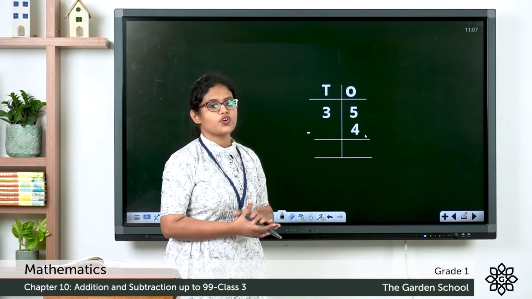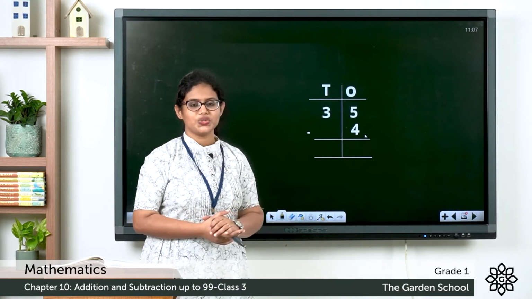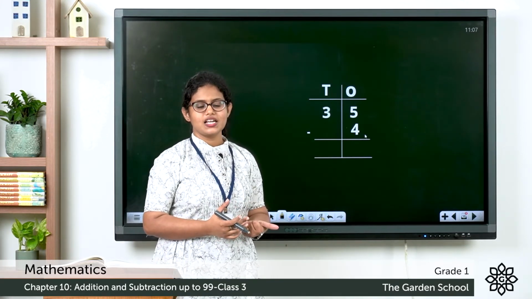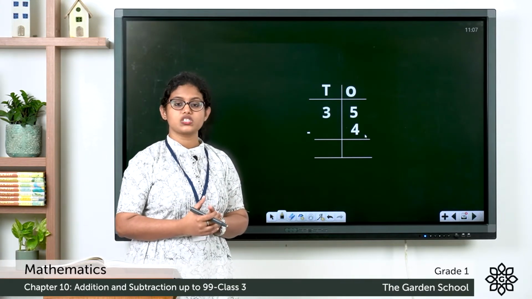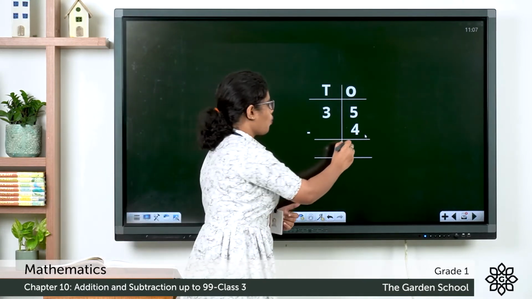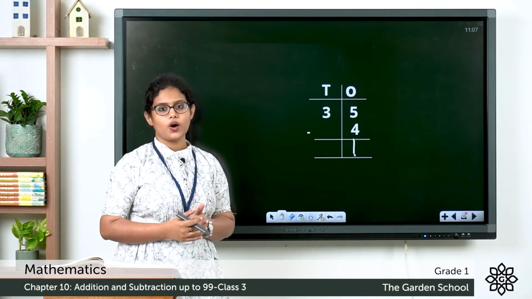So 35 minus 4. So first, what do you need to do? You need to see the ones place. 5 ones minus 4 ones. So what is 5 minus 4? 5 minus 4 equals 1. So 5 ones minus 4 ones gives you 1 one.